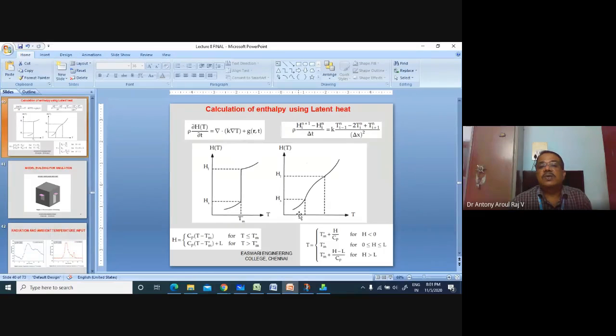So I am having H value with the temperature. From that, I am finding out the plot, and I am giving this plot in the design builder software.